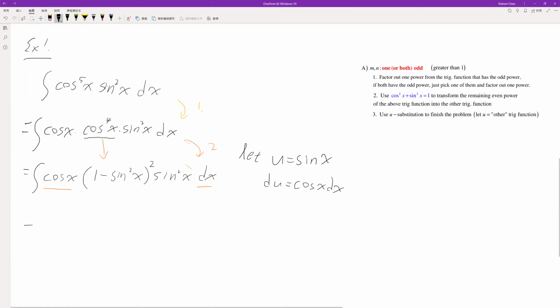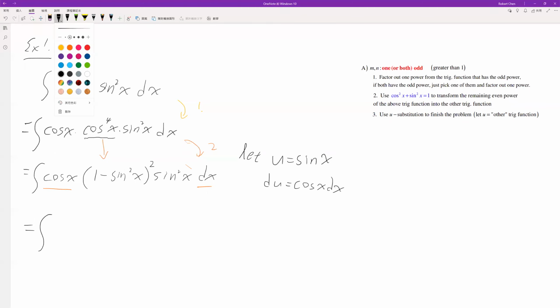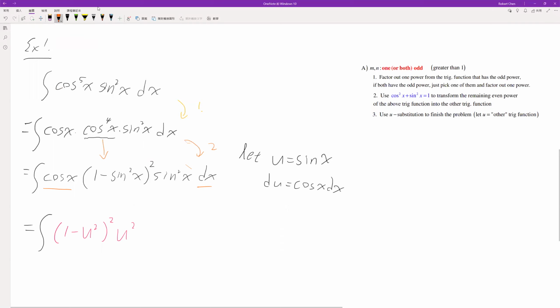All right, so let's rewrite it. We have du at the end, but let's take care of the others first. So 1 minus sine squared is 1 minus u squared, quantity squared, and then u squared. And then the dx will just be du. So now we are left with something very nice, it's just a polynomial, and now we just need to expand it.